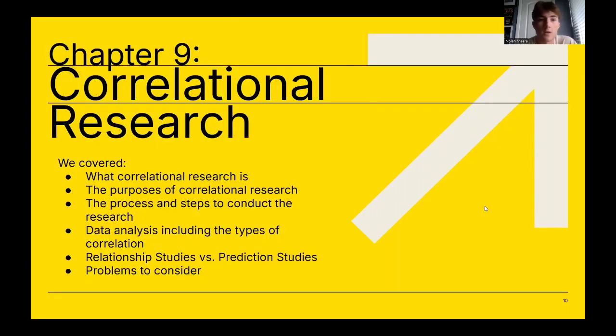So we have covered correlational research. We've covered what correlational research is. We covered the purposes of correlational research. We covered the process and steps to conduct the research. We covered a little bit of data analysis, including our types of correlation. And we talked about the different types of correlational research, the relationship studies and prediction studies. And then we talked about some problems to consider when we are evaluating and analyzing our data.